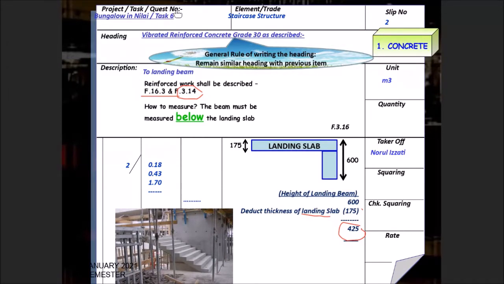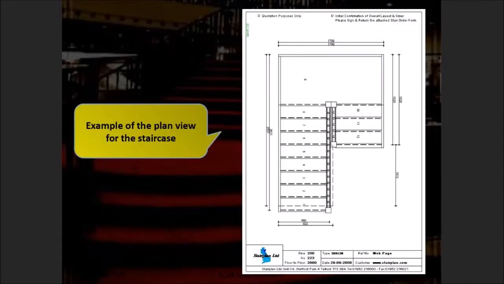Maybe some students are confused. So do we need to measure under staircase or do we need to measure under frame? The answer is we have to measure under staircase. Still under F.16.3, you also have to refer to the specific clause of the beam, that is F.3.14.